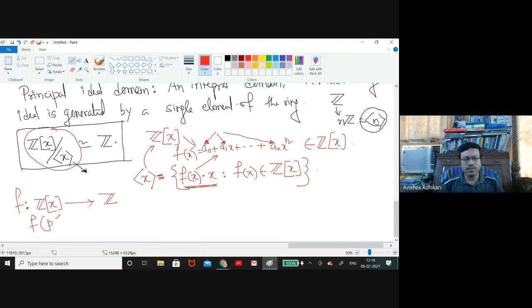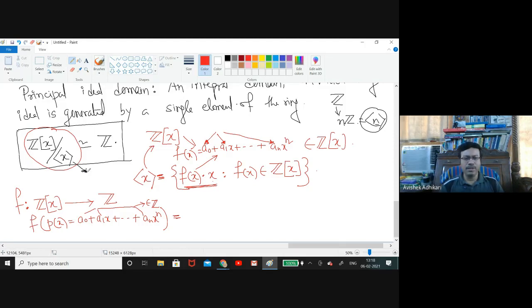So let me first define a polynomial. Say p(x) equals a0 plus a1x plus ... plus an x to the power n, a polynomial in Z[x]. Now the question is how to define this. You can understand that all these coefficients are from Z. Now you need to prove that the kernel of F should be this. That is your aim. You want to prove that the ideal generated by x should be the kernel of F. Then only you will be able to prove this result by the first isomorphism theorem of ring theory.